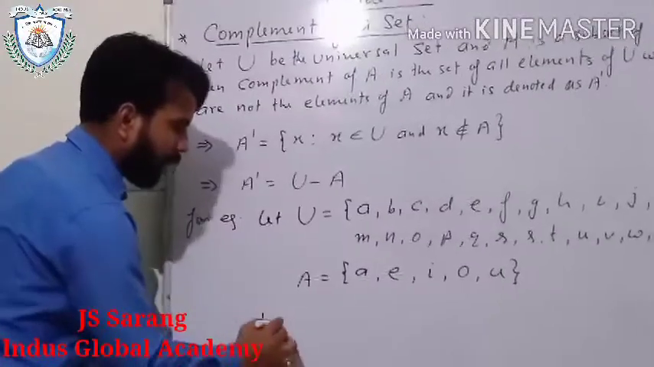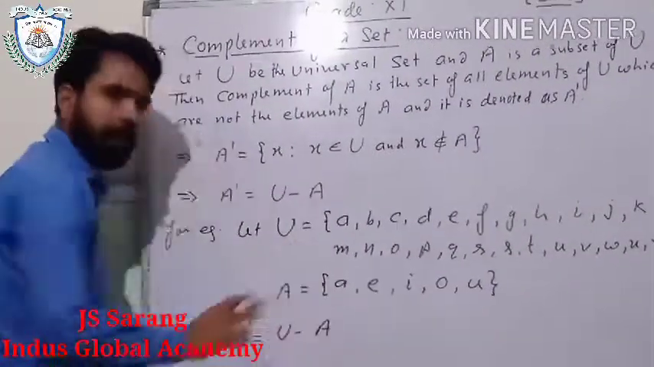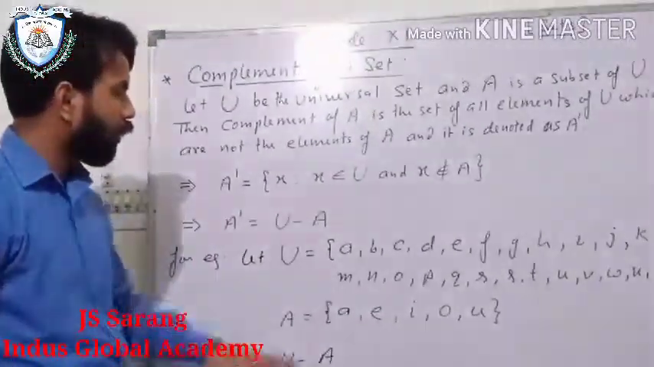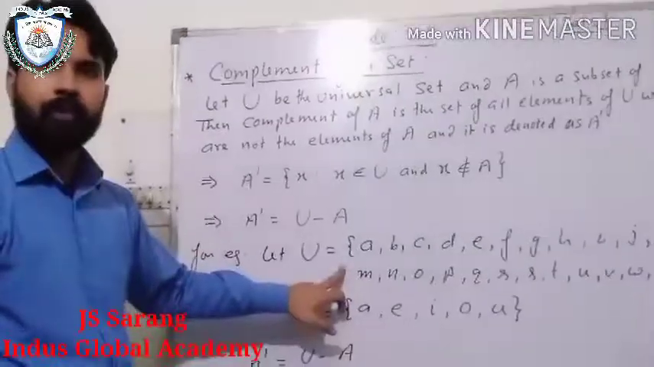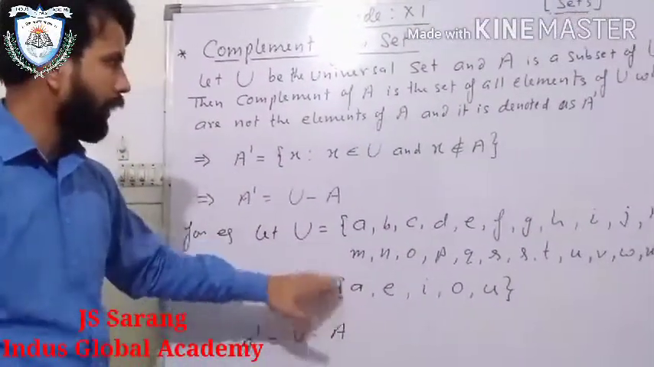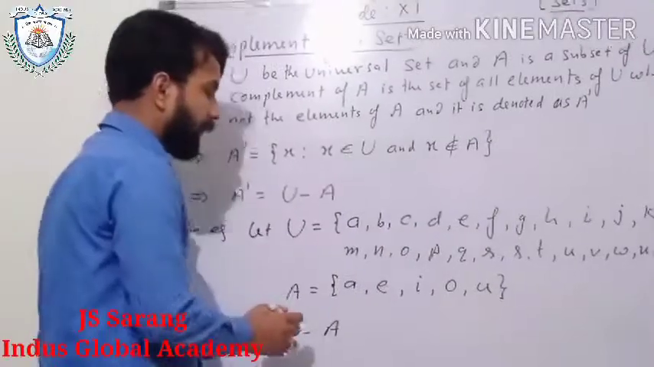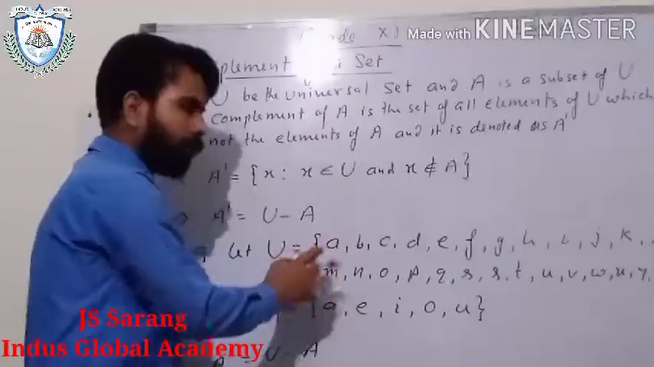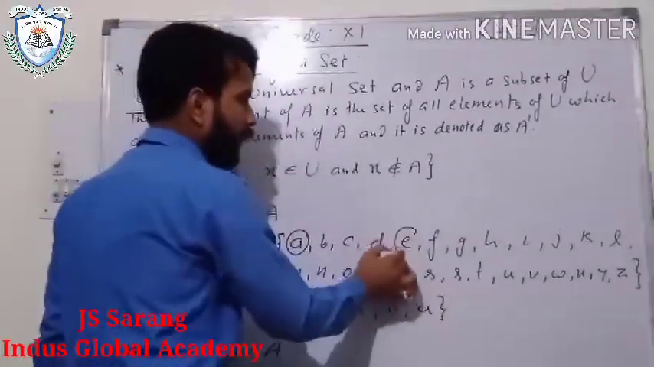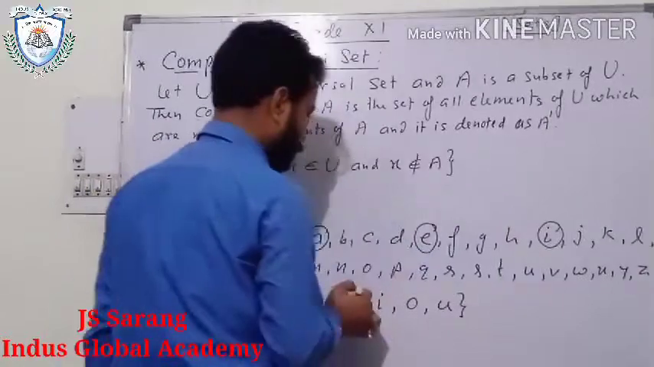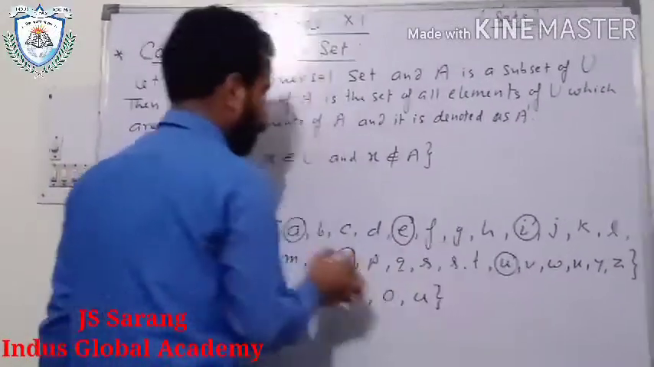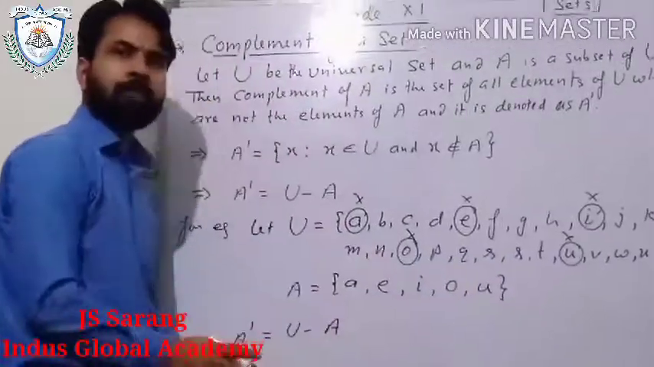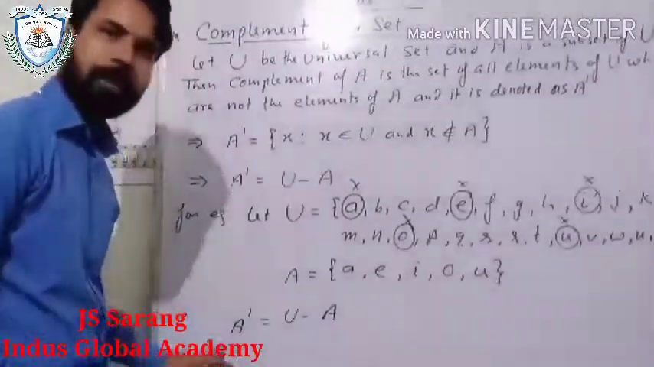So the complement of A will be U minus A. Universal set minus this set. So what do we have to do? We have to remove all the elements of A from U. What are the elements of A? A, E, I, O, U. So these elements we will remove from U. We will remove these elements. Whatever is remaining will be present in the complement of A.